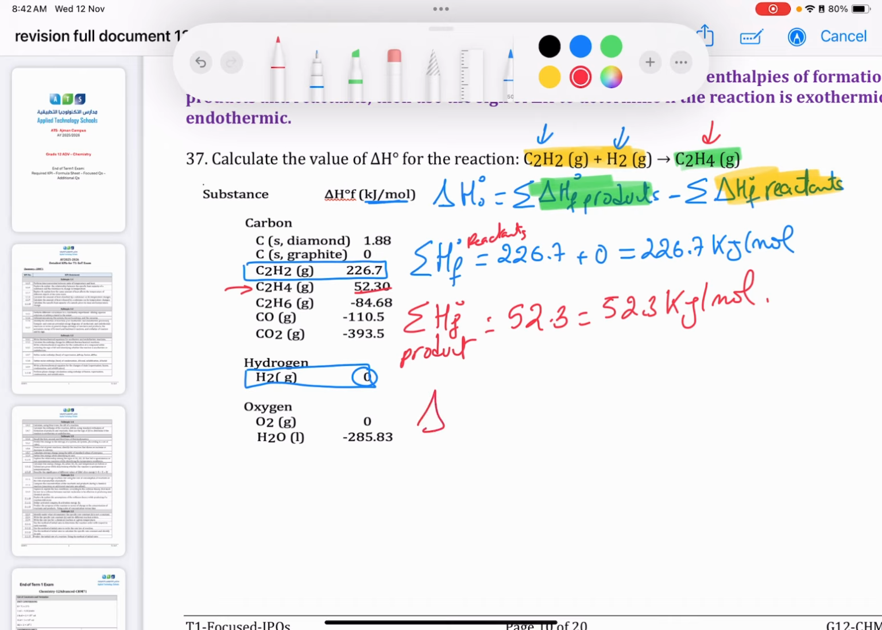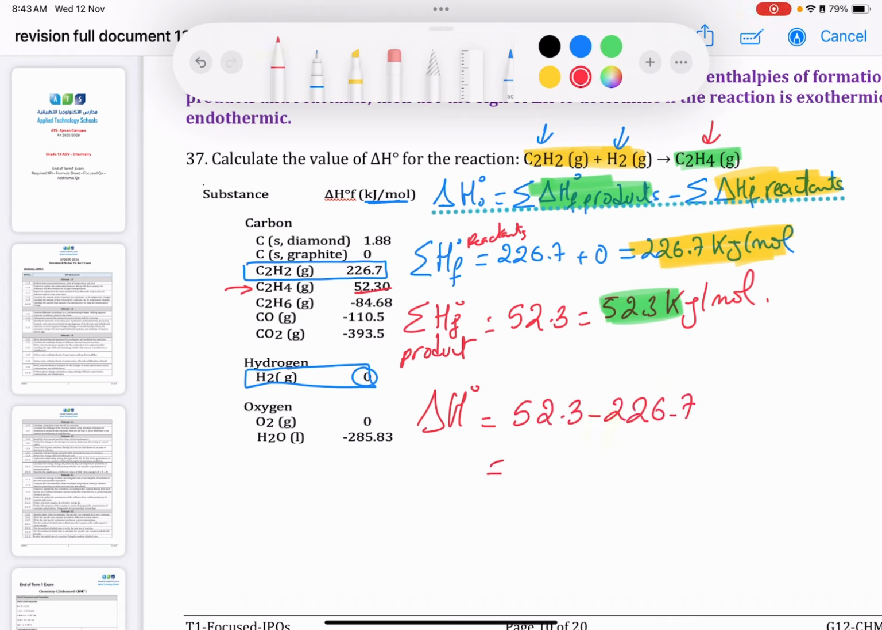Now when it comes to calculating the enthalpy change of the reaction, we take the products minus the reactants, final minus initial.